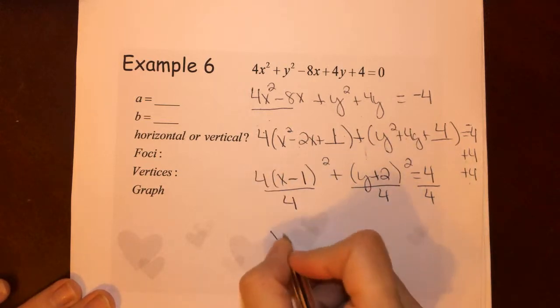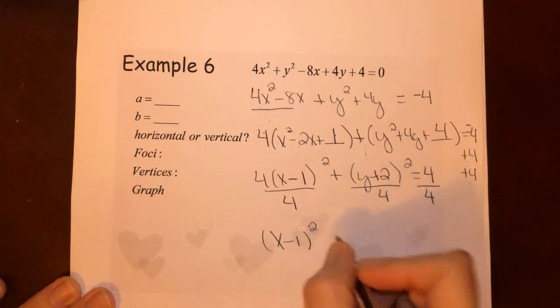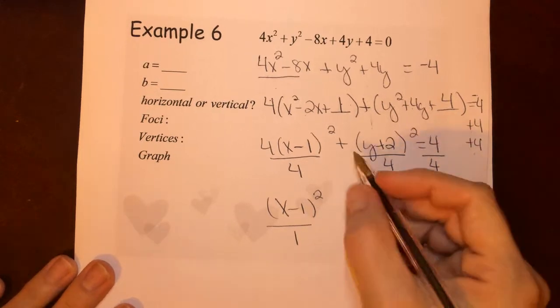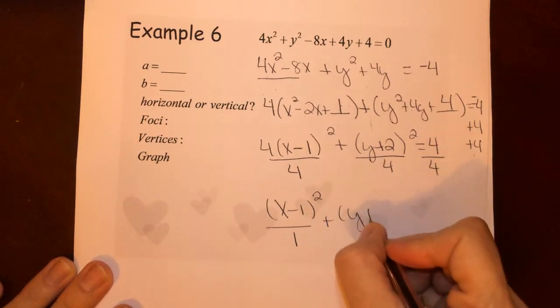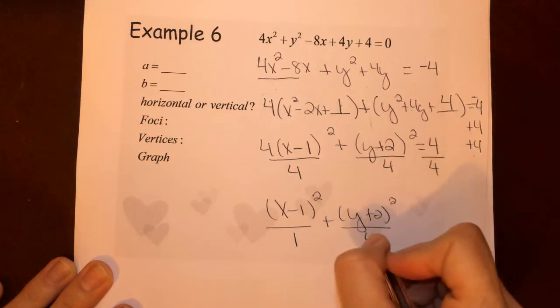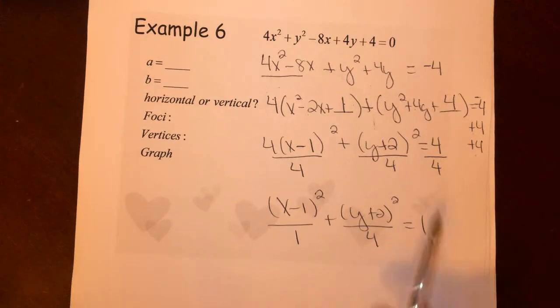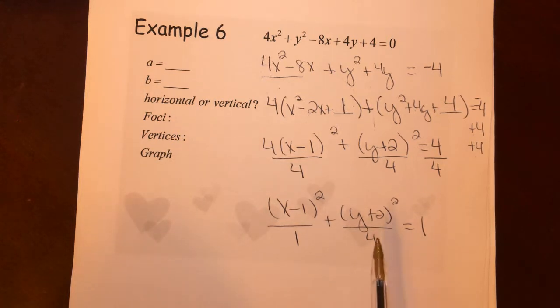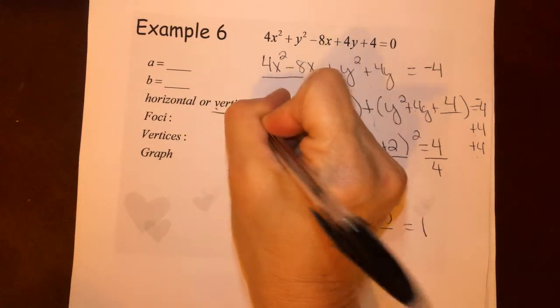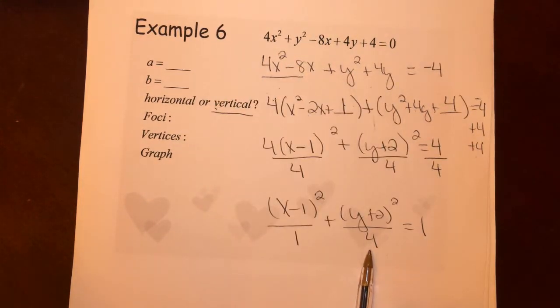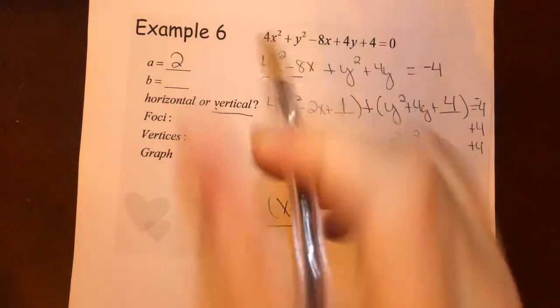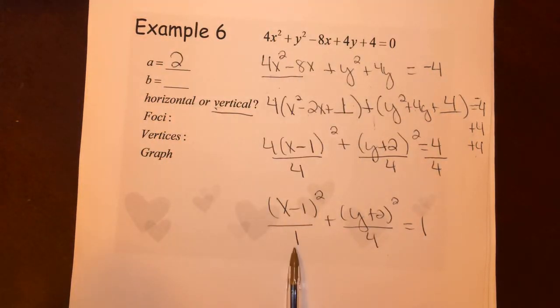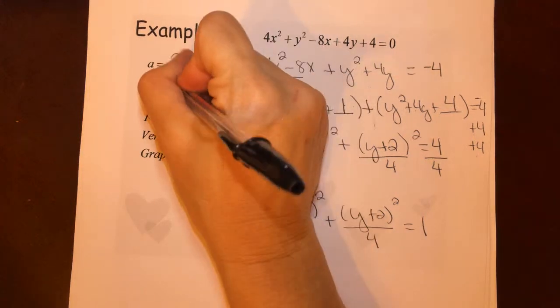These two 4s are going to cancel, and I'm going to have x minus 1 squared over 1. Nothing cancels for the next one. I get y plus 2 squared over 4 equals 1. Okay, so from here we're back to what we did earlier today. We're going to find the biggest number on the bottom, which is 4. And that's going to tell me the direction, and it's also going to tell me my a. So because it's under the y, it's going to be vertical. Because this is a squared and it's 4, a is 2. The smaller number is your b squared. So if this is b squared, b is 1.